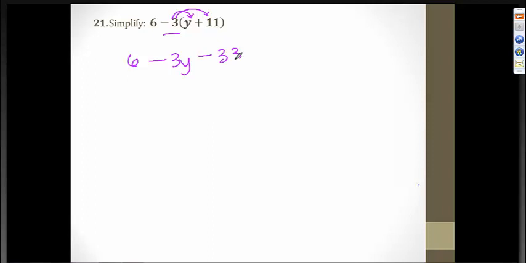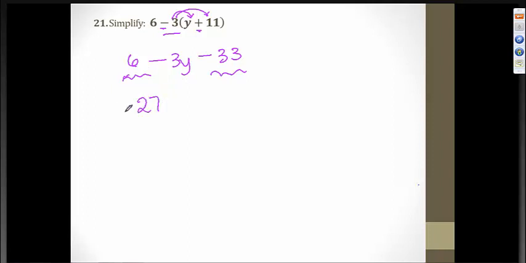So now we need to combine like terms. So what are our like terms here? The negative 33, right, and the positive 6. So those are different signs. So what do we need to do with those numbers? We need to subtract them. So 33 minus 6 is 27.